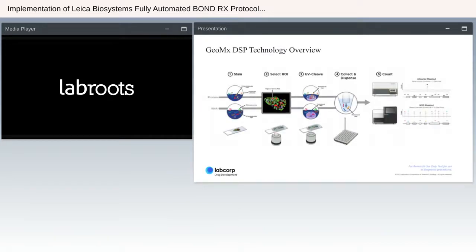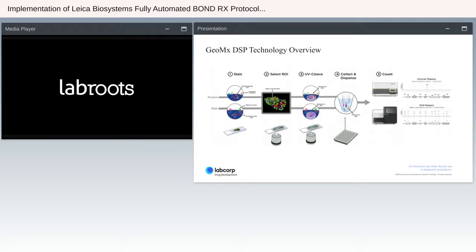So this is a typical workflow for the technology. Again, part 1 is staining either with those antibodies or with the RNA probes. Then we do the secondary stain with the morphology markers. So that, again, can either be fluorescently labeled antibodies or RNA scope fluorescently labeled probes. They are then scanned on the DSP instrument and the ROIs are selected. This can be done remotely if you are VPN'd or a remote desktop into the instrument, or it can be done on site.